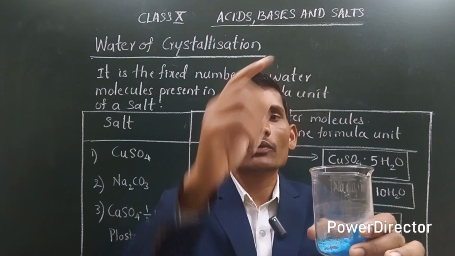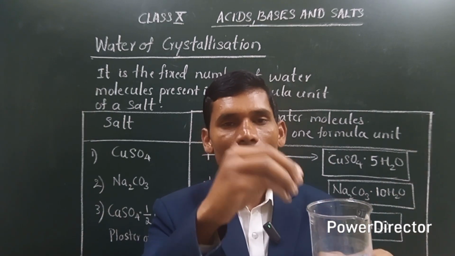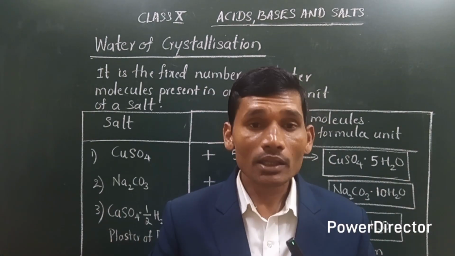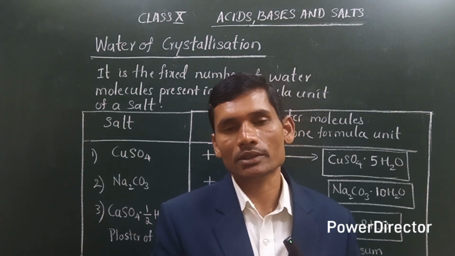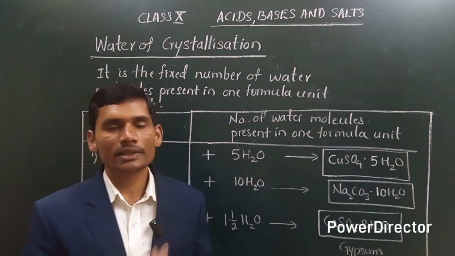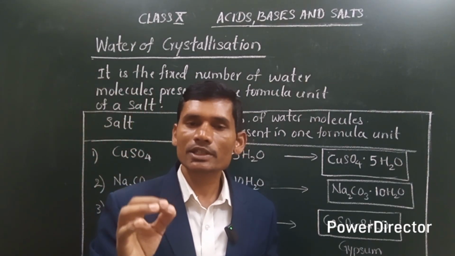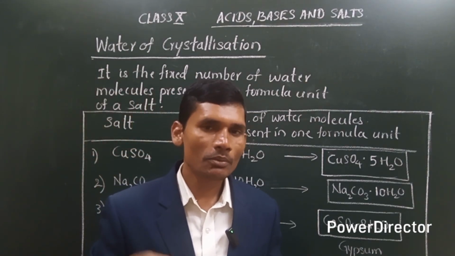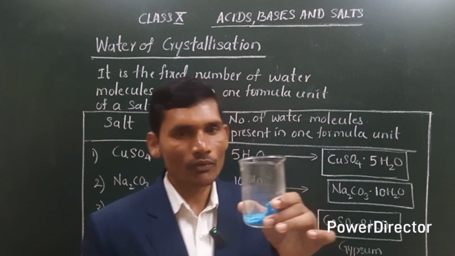Water vapors will come out of this salt. Though it is appearing dry to us, it is having water inside it. Then this water present in the salt, that is called water of crystallization. Then how to define that water of crystallization? As it is written here, water of crystallization is the fixed number of water molecules present in one formula unit of the salt. Okay, that is how we can define.